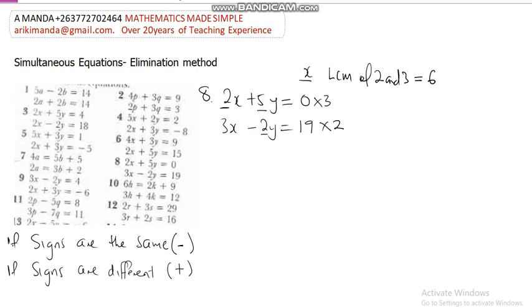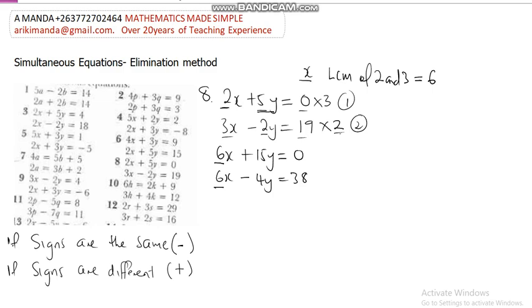So 3 by 2, we have 6x plus 3 by 5y, we get 15y is equals to 3 times 0, we get a 0. That's equation 3. And on equation 2, we multiply by a 2. So 3x times 2, we get 6x, then minus 2y times this 2, we get 4y, because 19 times a 2, we get 38. We multiply throughout by that given number. Now that I have the same coefficients, which is a 6, it's now easy for me to eliminate x.